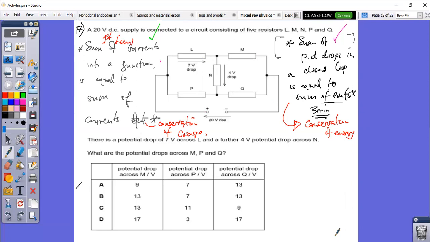I'll just go for C. Which one are you going for? C. C, and you're spot on. Look at that. Yeah. Come on. You're spot on.